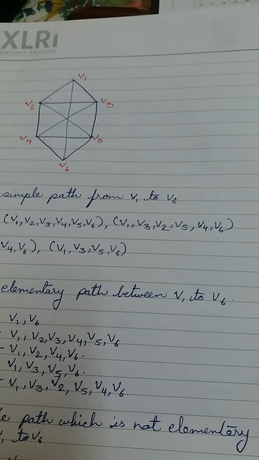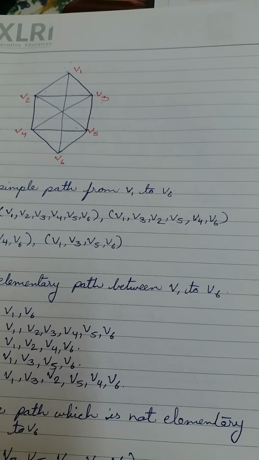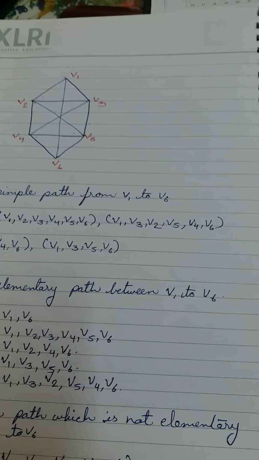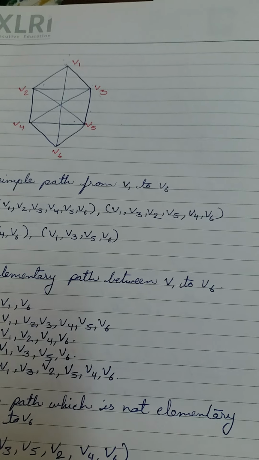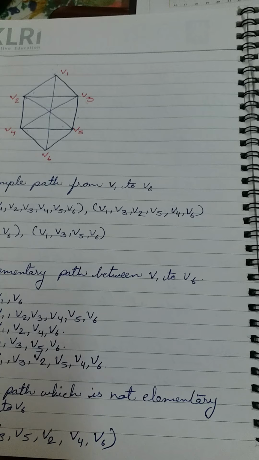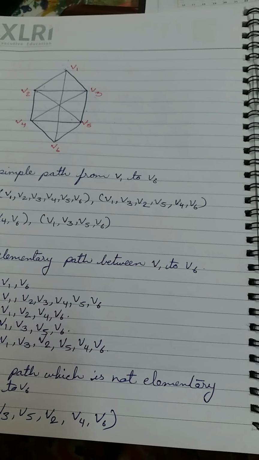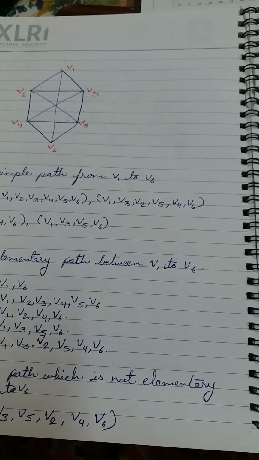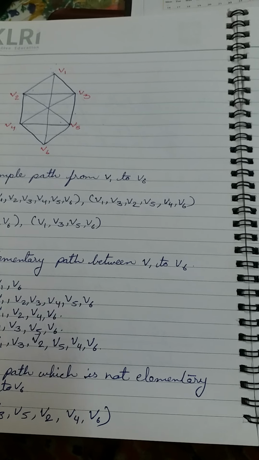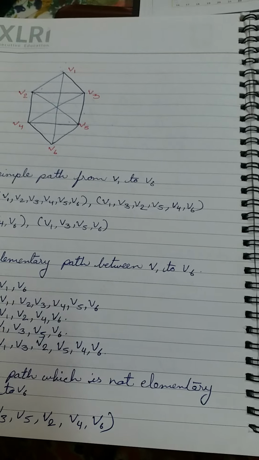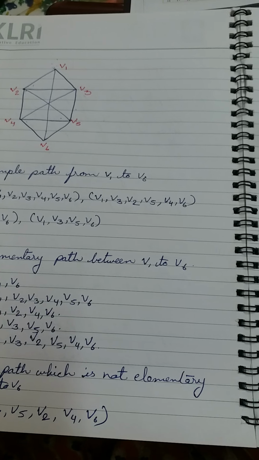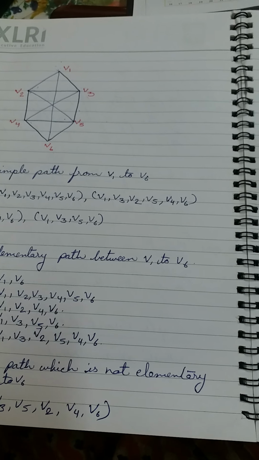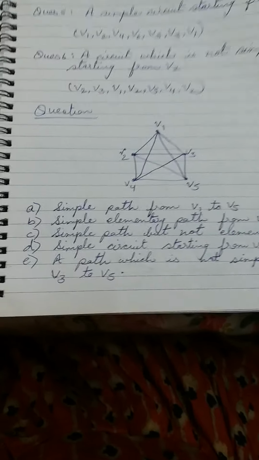Next question is a simple circuit starting from V1. Then it should be V1, V2, V4, V6, V5, V3 and V1. Starting and ending vertex will be the same. And the last question is a circuit which is not simple and starting from V2. That means a vertex will be repeated. V2, V3, V1, V2, V5, V4 and again V2. So I have given a question also. I will share with you.